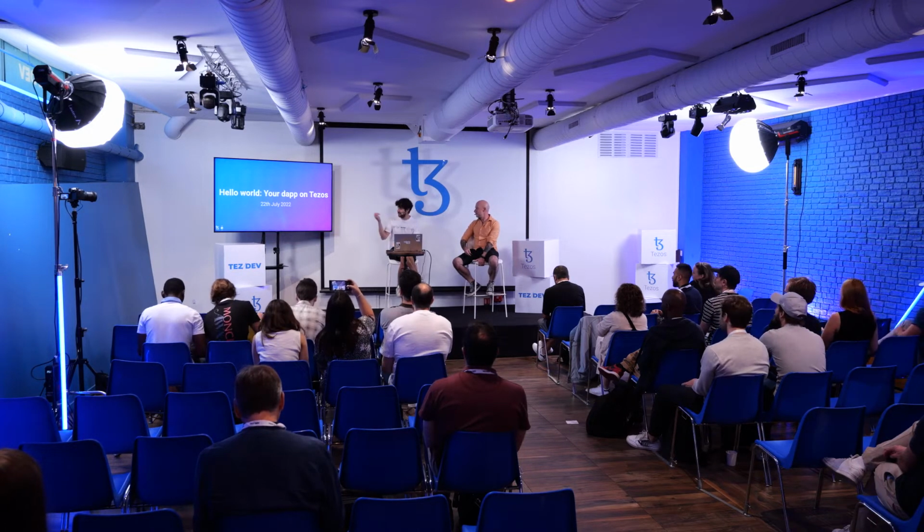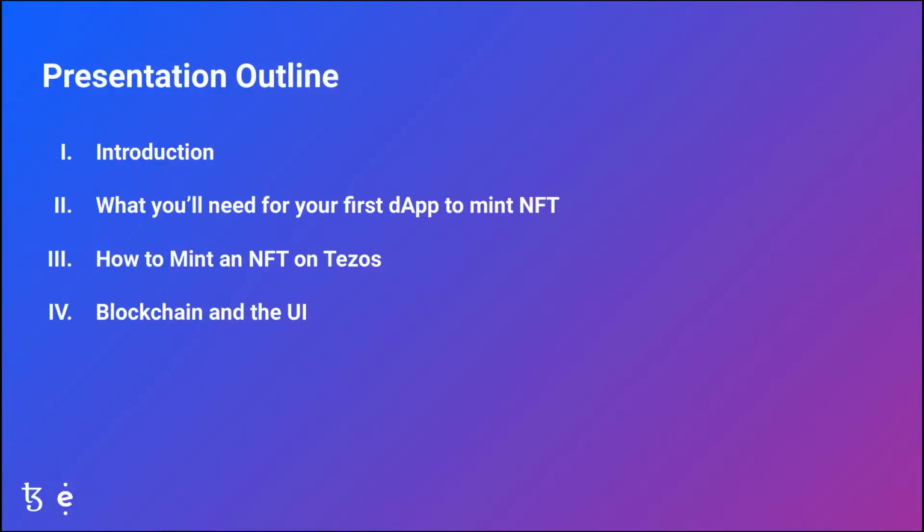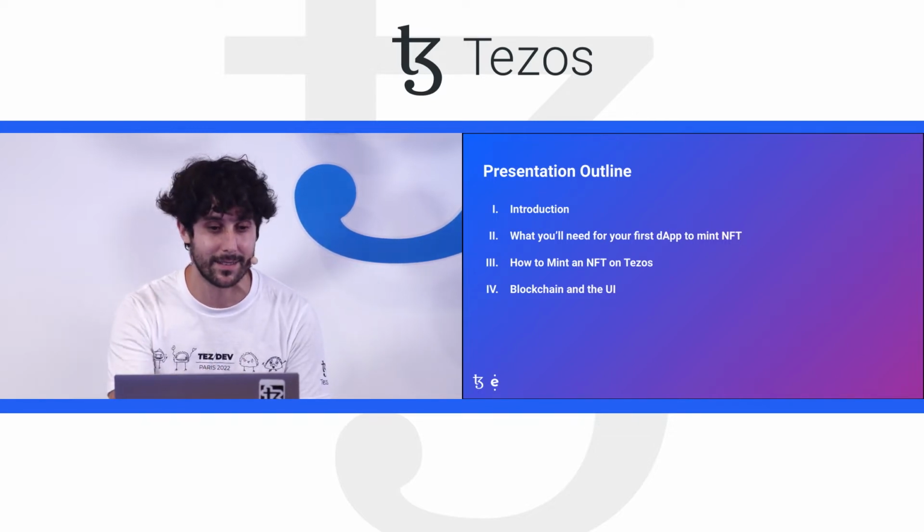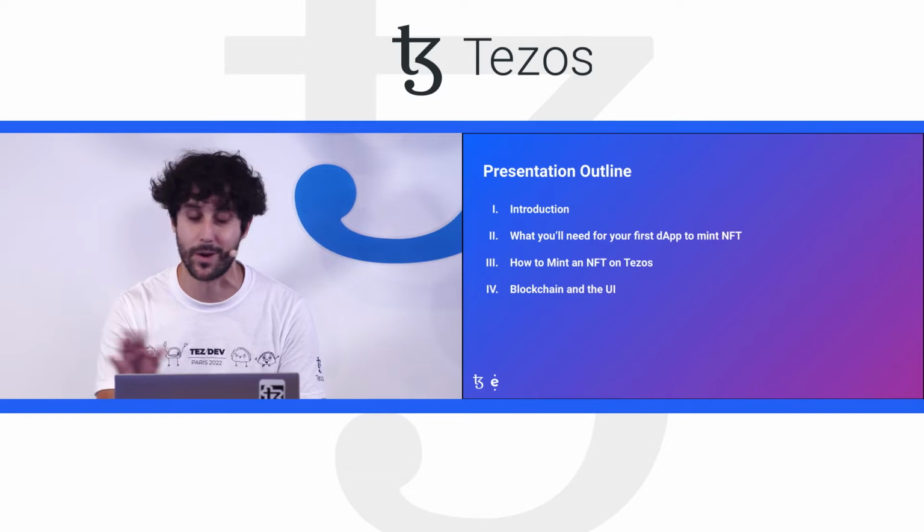We are going to start with the list of topics that we're going to cover today. We're going to talk about what is a dApp, that we have been hearing the whole day yesterday. We're going to talk about how to build a dApp and how to mint your first NFT. We're going to talk a little bit about how to mint the NFT on Tezos itself, and the last topic, about blockchain and the UI, we are not going to cover today.